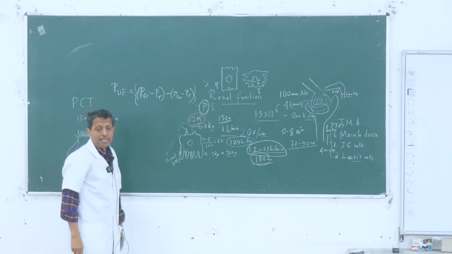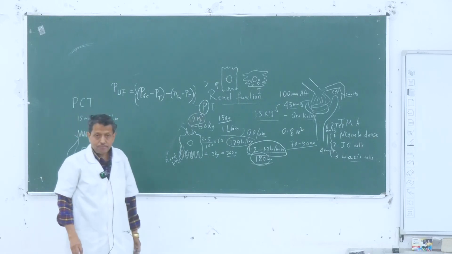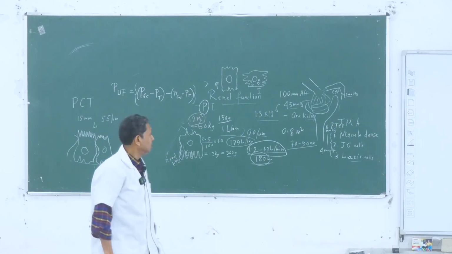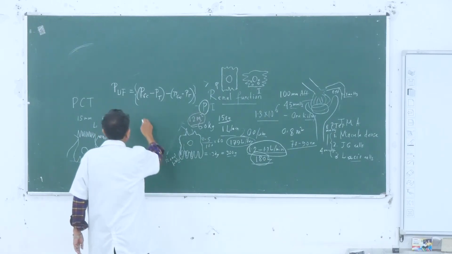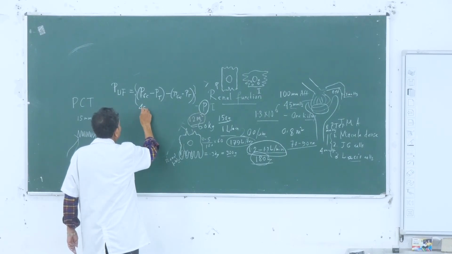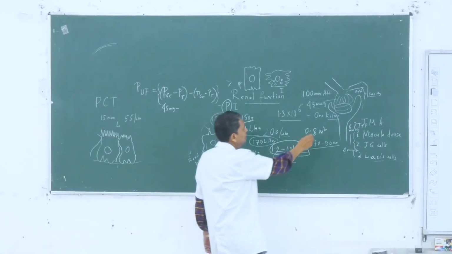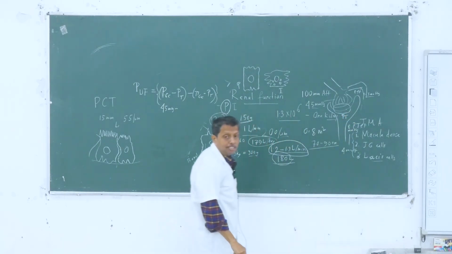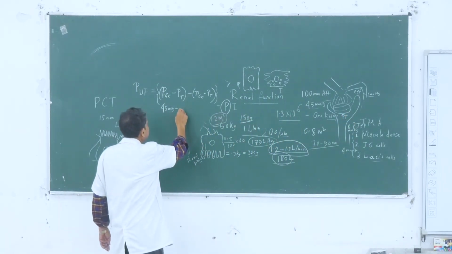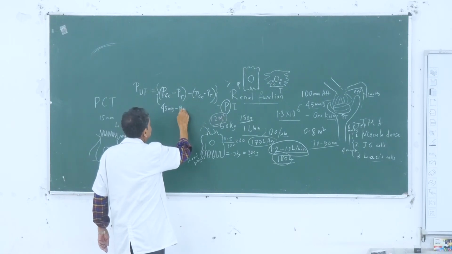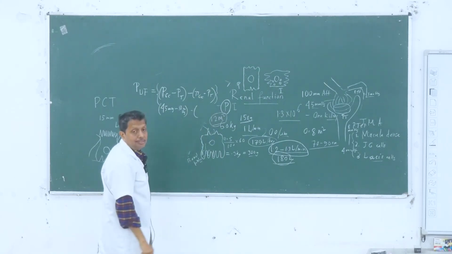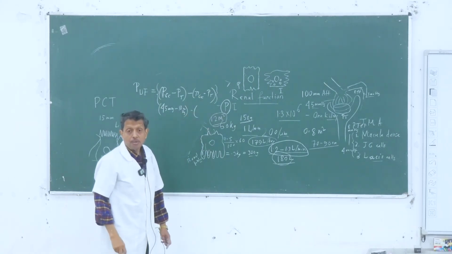PGC is the mean hydrostatic pressure in the glomerular capillaries. In case of rat or in human being, suppose it is 45 millimeter of mercury, minus PT, that is the pressure within this tubule. It is 10 millimeter of mercury, average pressure. Minus pi GC, that is the oncotic pressure.